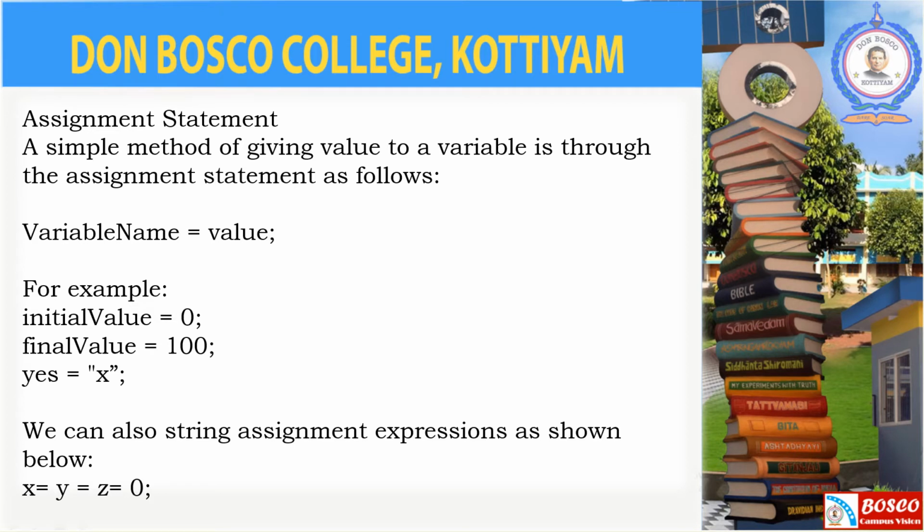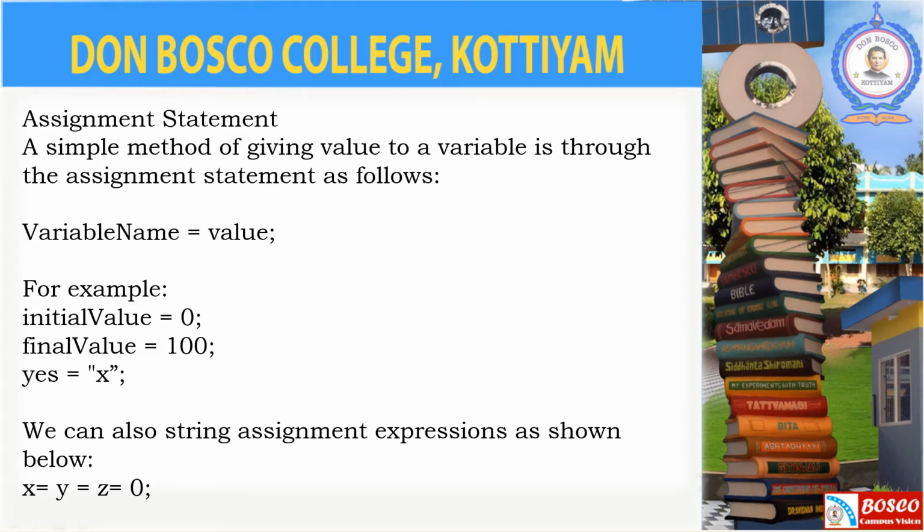The simple method of giving a value to a variable is using an assignment statement. The general syntax for an assignment statement is variable name equal to value semicolon. For example, initialValue equal to 0 semicolon. Here initialValue is the variable name and 0 is the value. Another example is finalValue equal to 100, and at the end we have to put the semicolon.